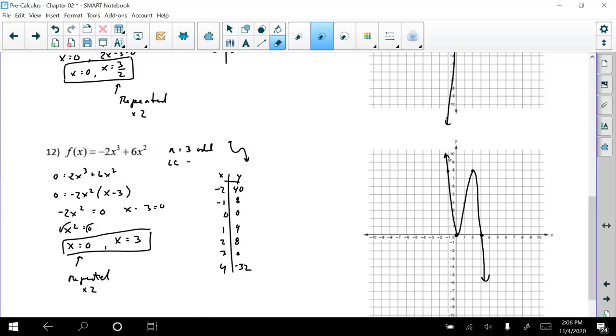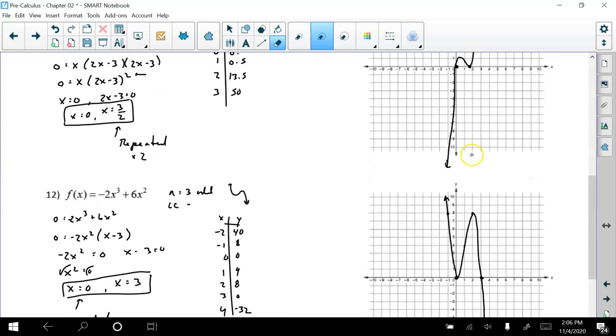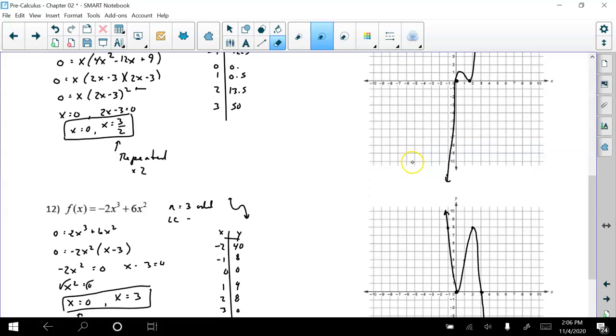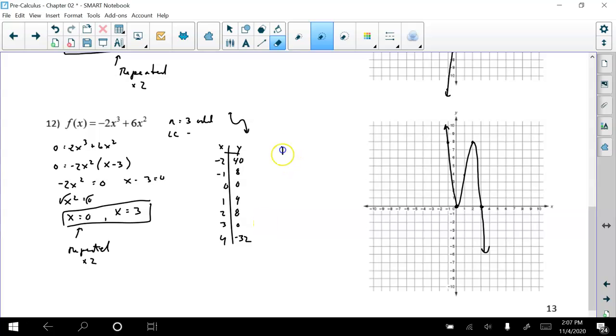You can see at that repeated 0, the one that's repeated twice, it bounces. If it was repeated 3 times like it was in the previous problem, it goes through. Even multiplicity, it bounces. Odd multiplicity, it goes through. So now we can see our end behavior. It's going to rise to the left and fall to the right.